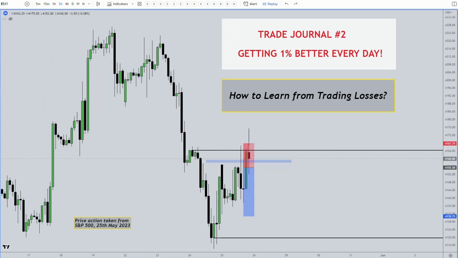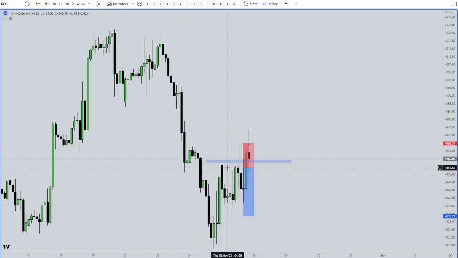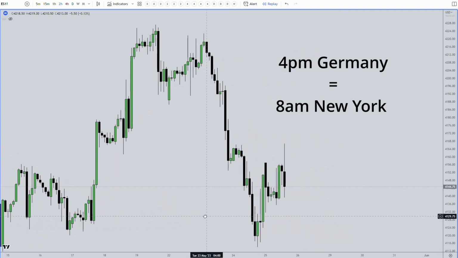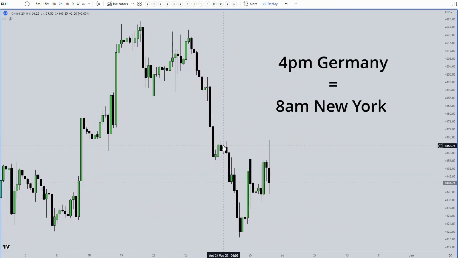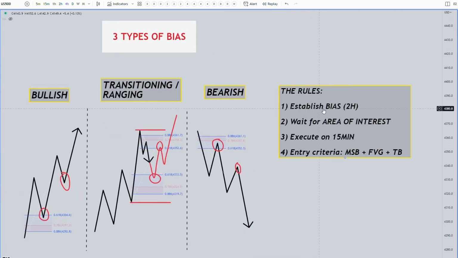So for the moment, let's get rid of all my drawings so we can start from scratch and I can explain my reasoning better. When I sat down in front of the charts, we were at around 4 o'clock German time, looking at the 2 hour time frame of the S&P here. And this is what the chart looked like back then. So remember, the first thing we want to do is obviously establish our bias. What was my bias?